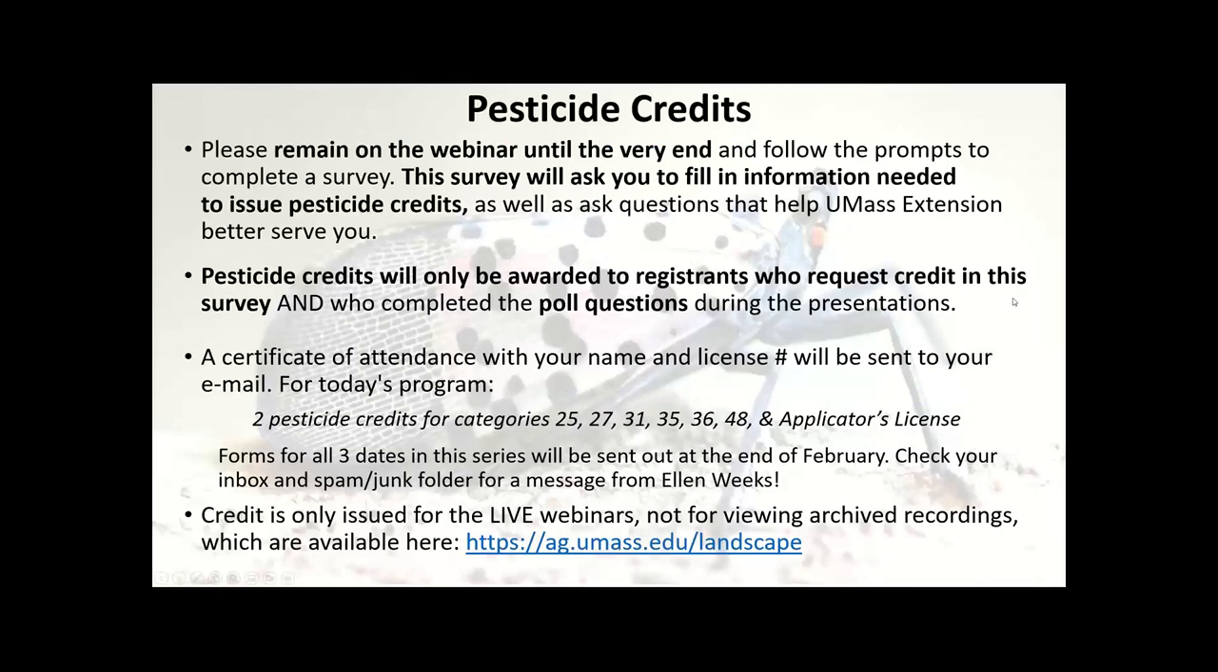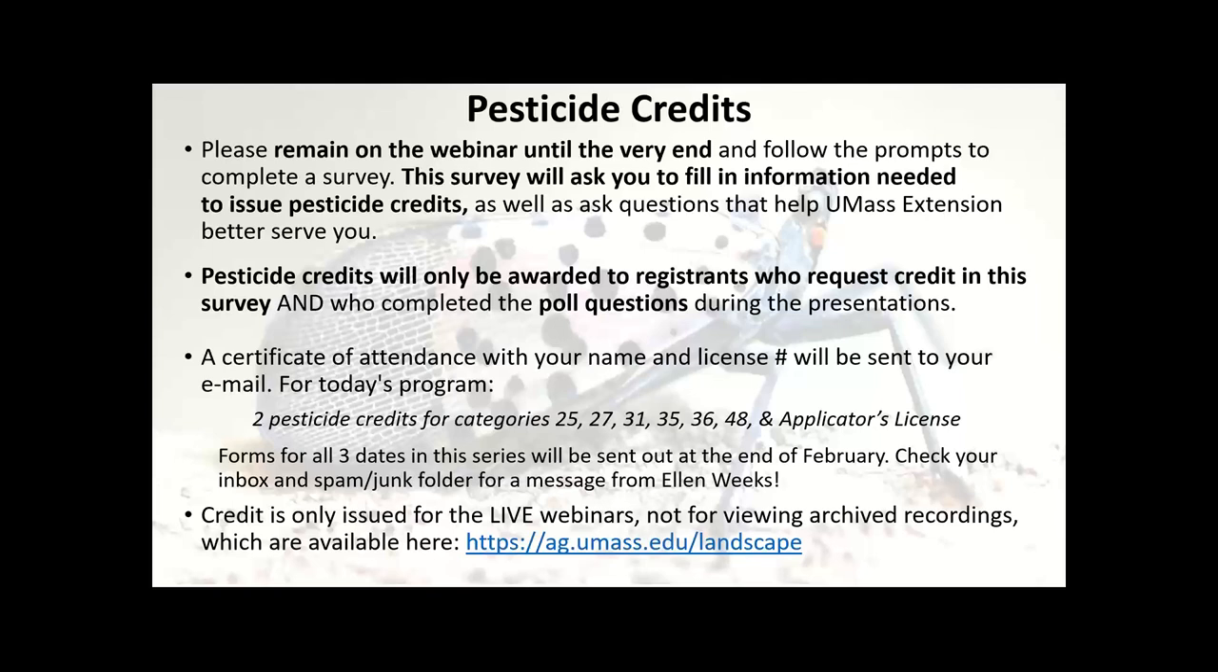And then last but not least, for all the questions we've gotten about pesticide credits and that process, at the very end of today, once we close the broadcast, you will get a survey prompt. We hope everybody will answer this survey because there are questions on there that help UMass Extension to better serve you, whether or not you're a pesticide applicator. However, specific to the pesticide applicator folks, you need to fill out the survey and the information that's requested so that we can issue your pesticide credits.